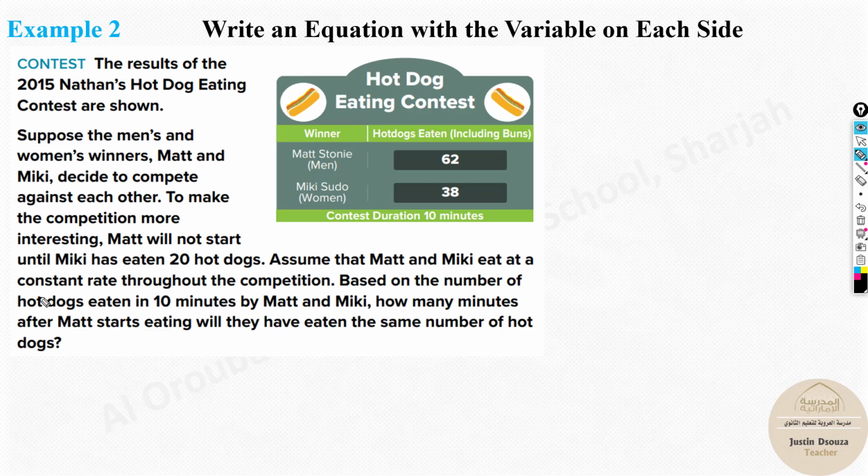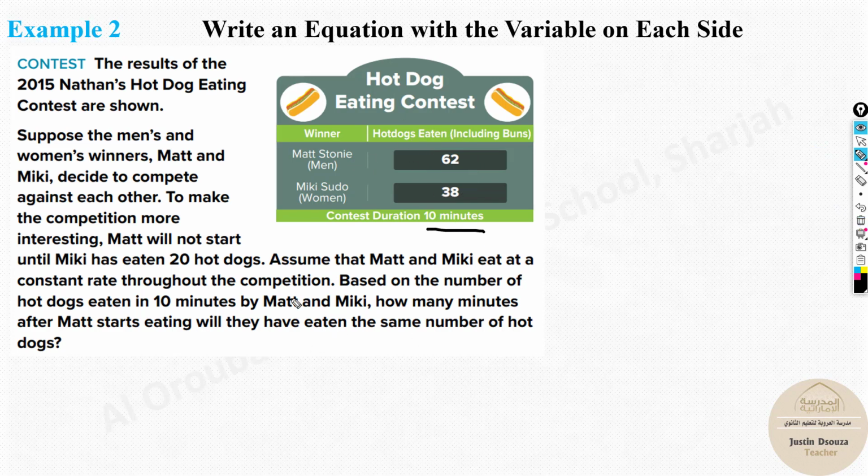Assume that Matt and Mickey eat at a constant rate throughout the competition based on the number of hot dogs eaten in 10 minutes. Okay, so this is the rate which we must use. How many minutes after Matt starts eating will they have eaten the same number of hot dogs? It's a little bit confusing, but once you read it, you will understand the gist of it. Now we will solve it.